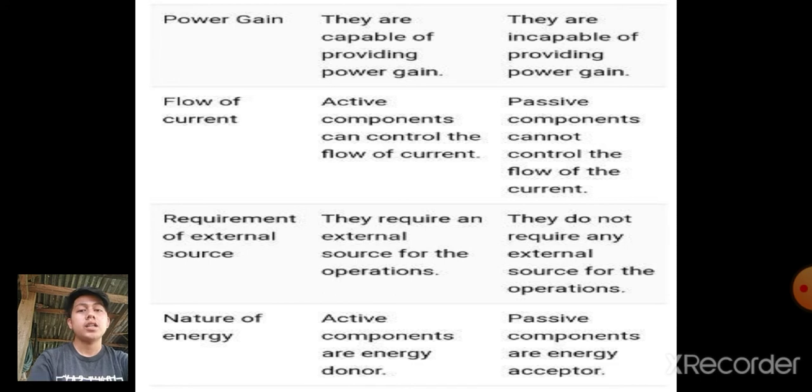And the last is in nature of energy. Active components are the energy donor, while passive components are the energy acceptor.